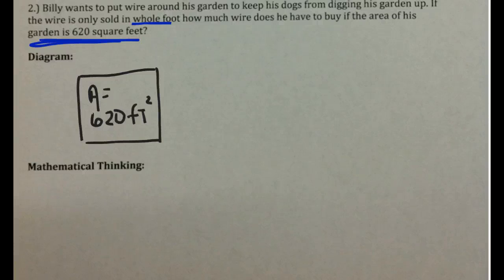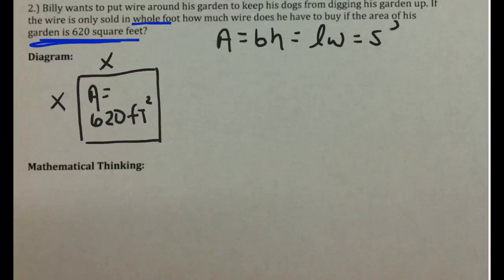And once again, what do we know about squares? We know all sides are equal. So we know this side is equal to this side. So let's find what one side is equal to. Like we did before, you have a square. Area equals base times height or length times width. Whatever formula you use, or side squared, it's all good. We have x times x equals 620. Again, x times x gives us x squared is 620.